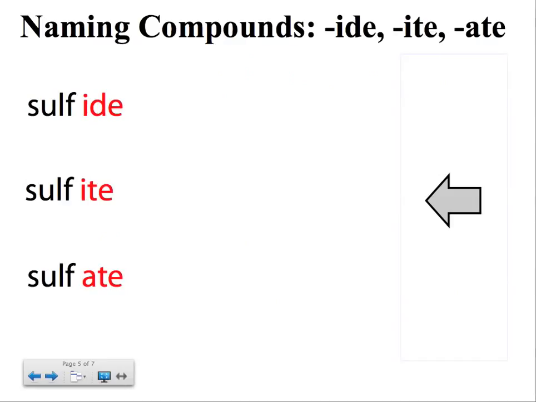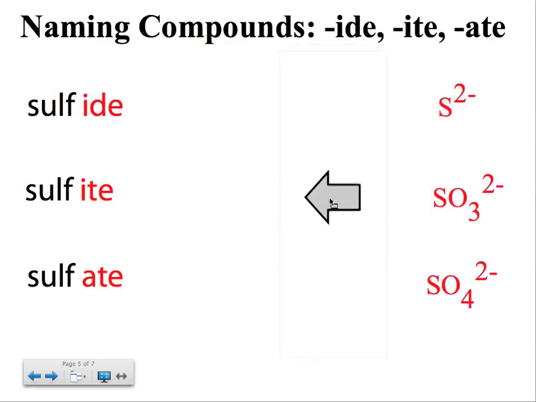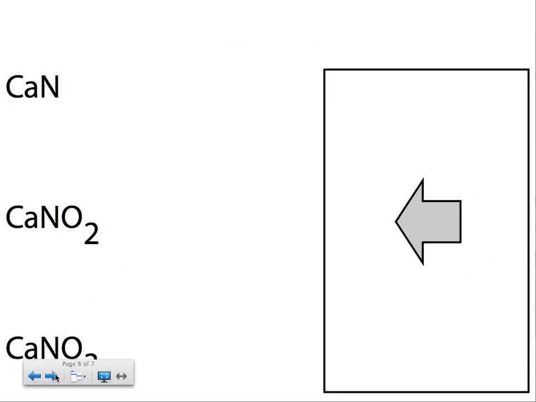So let's look at this again. So let's just reveal. So ide, sulfur by itself. Sulfite is SO3, 2 minus. Sulfate, SO4, 2 minus. So let's look at some examples here.